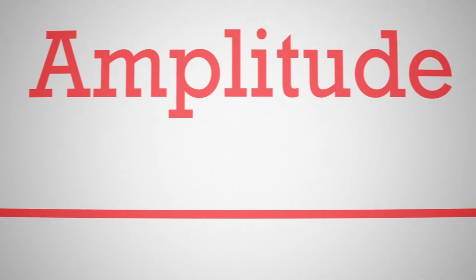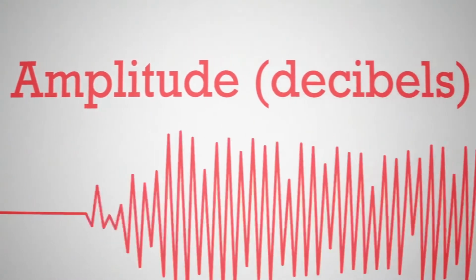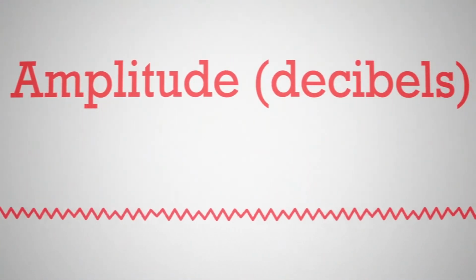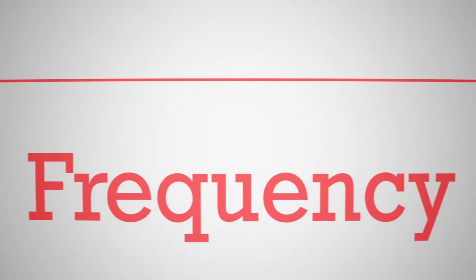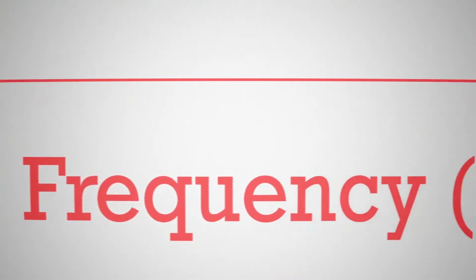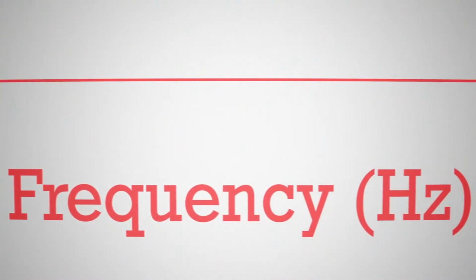The bigger the amplitude, the louder the sound. We measure amplitude in decibels. Similarly, we perceive frequency as pitch. The faster the frequency, the higher the pitch. We measure frequency in hertz, vibrations per second.